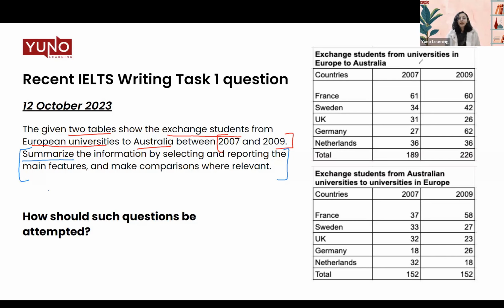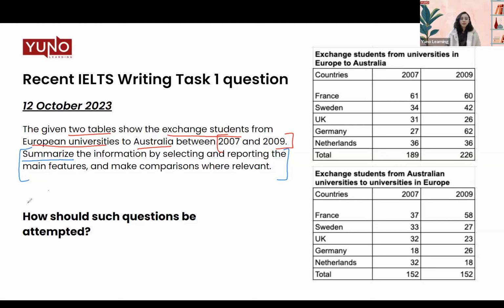That means that we are going to analyze the data. We're going to follow it, compare it, make some changes, and then summarize it into a report. And not just simply quote whatever has been written, because that does not show any linguistic skills. That just shows that you know how to read, right? Anybody can go ahead and write, France had 37 students in 2007, then 58 in 2009. Sweden has this much, but that is not how we approach this report. First, you need to analyze, select and report the highlights, the main features, then go ahead, make comparisons, and then give a proper structured report, right?